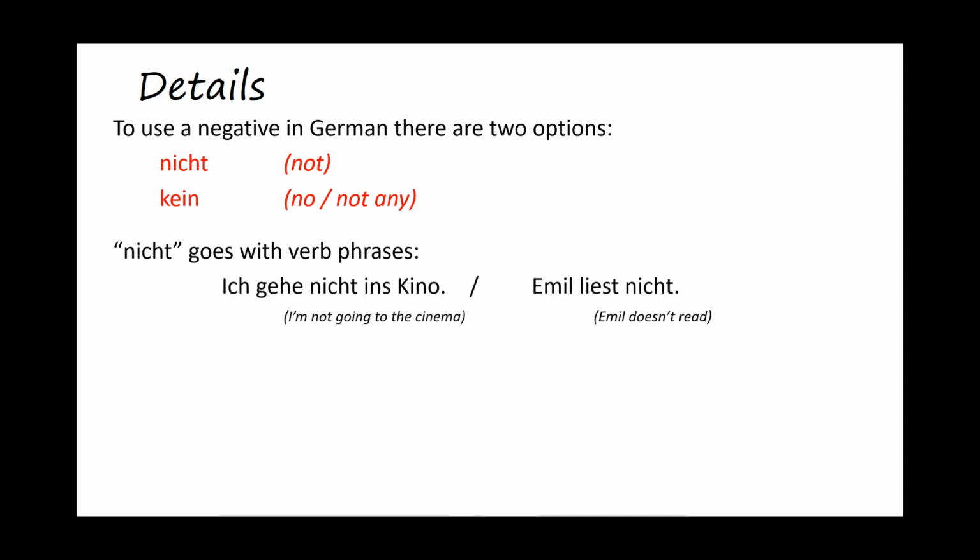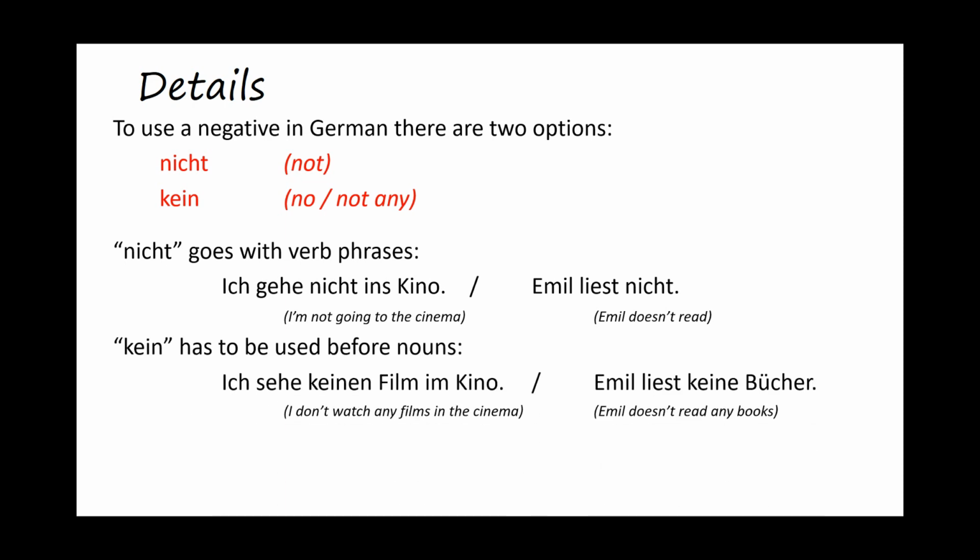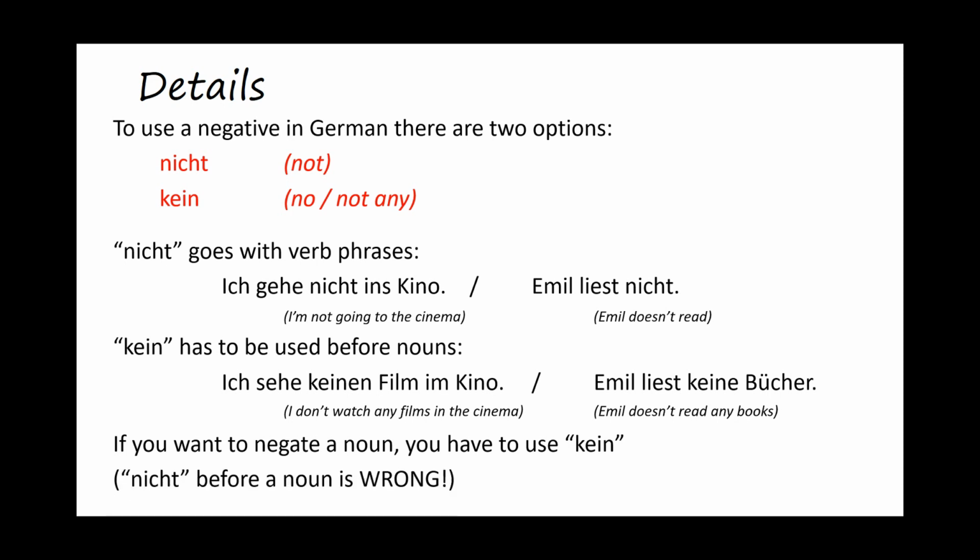Ich gehe nicht ins Kino. I'm not going to the cinema. Emil liest nicht. Emil doesn't read. Kein has to be used before nouns. Ich sehe keinen Film im Kino. Emil liest keine Bücher. If you want to negate a noun, you have to use kein. Nicht before a noun is wrong.